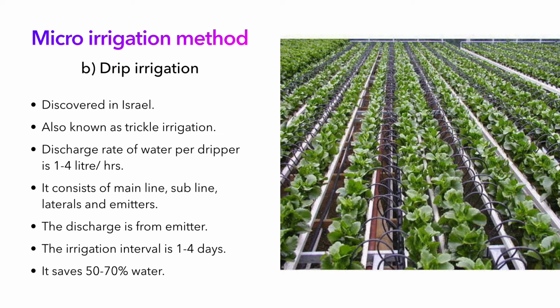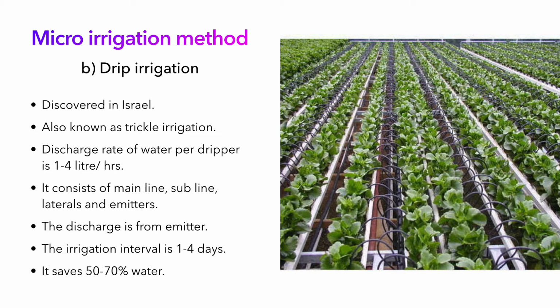The second part of micro irrigation method is drip irrigation. Let's understand what drip irrigation is. It was discovered in Israel, in a country named Israel. The second point is that it is also known as trickle irrigation.